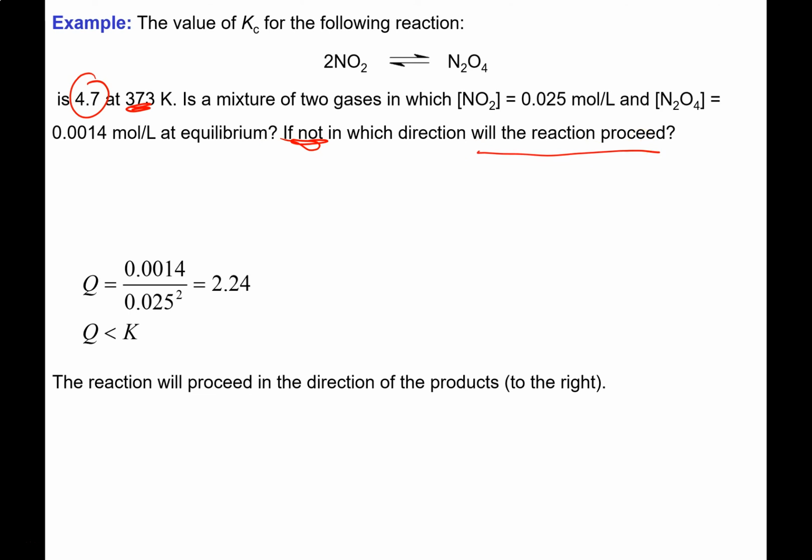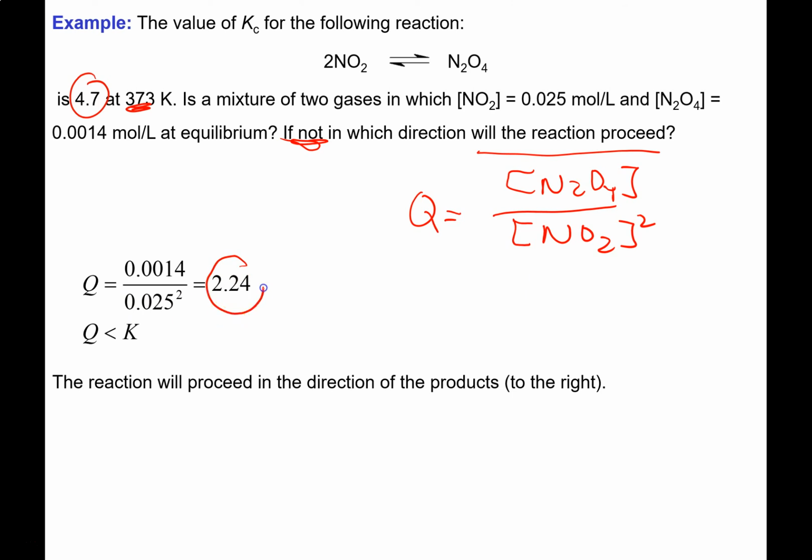So what I've got to do is calculate Q and compare it to K. So my expression for Q, remember, it's going to be products over reactants. So it's going to be N2O4 raised to the power of 1, because there's only one of those, divided by NO2, and that has to be squared because there's two of them. So that's what I've got here. So Q is going to be equal to 0.0014 divided by 0.025 all squared, and that gives me a value of 2.24, which is not 4.7.